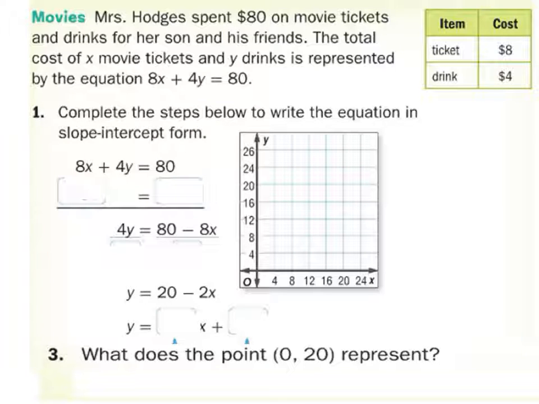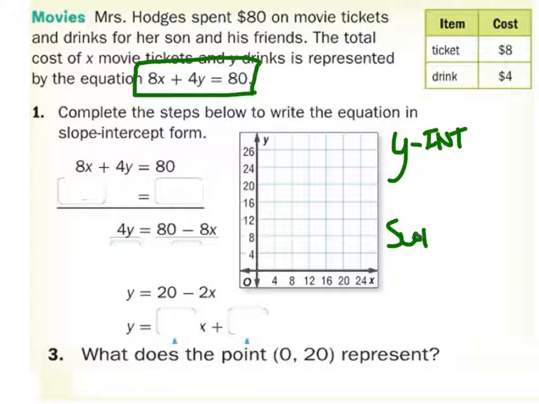Miss Hodges spent $80 on movie tickets and drinks for her sons and friends. The total cost of X movie tickets and Y drinks is represented by this. Is this in slope-intercept form or standard? Standard. Standard form, okay. Complete the steps below to write the equation in slope-intercept form. Well, we don't even have to do all this, right? If we can find out what the Y-intercept is and some slope, we're in good shape, okay?